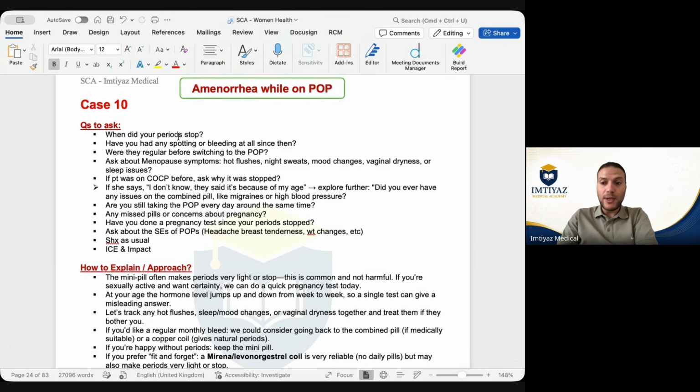One of the options in your management is to offer to put her back on combined tablets, especially if she has menopausal symptoms. Because we can use combined hormonal contraception until the age of 50 for both contraception and HRT. We mentioned that HRT is not a contraception, but combined hormonal contraceptive can work as both contraception and HRT. This is the only exception. We give one tablet for HRT and contraception, which is a combined hormonal contraception.